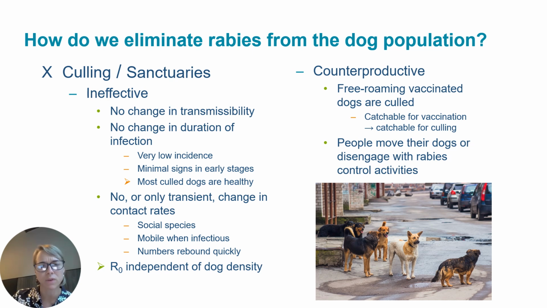When used following a vaccination campaign of free-roaming dogs, it's often the dogs that were catchable for vaccination that are also catchable for culling. And where owned dogs are caught up in the culls, we find people will move their dogs to avoid culling teams. And that's what seeded rabies across the island of Bali in the early days of their outbreak. And owners are likely to disengage with rabies control activities, running the risk of reducing vaccination coverage of owned animals.